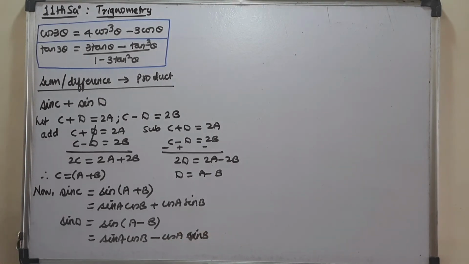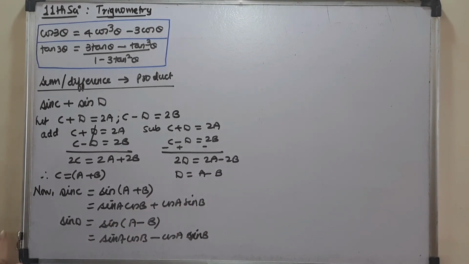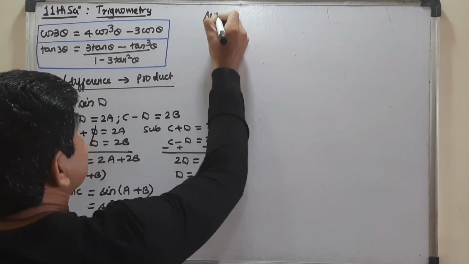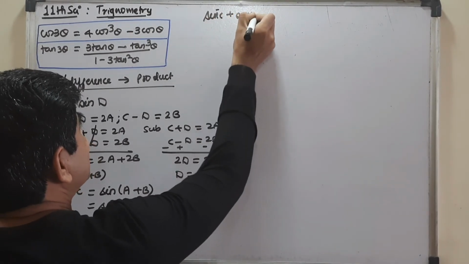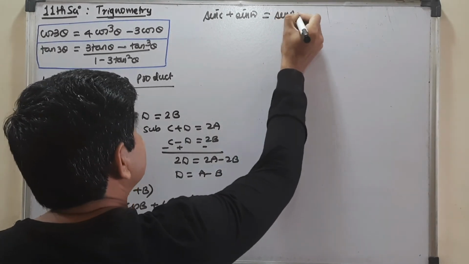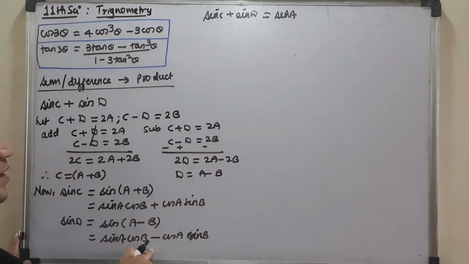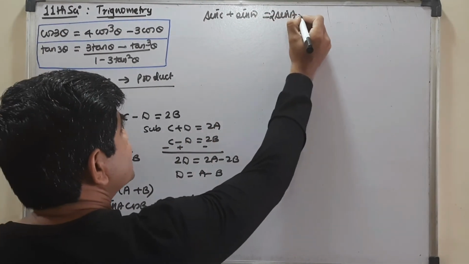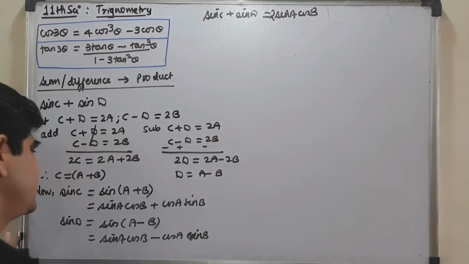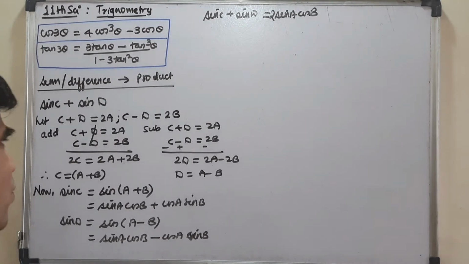Right? And when you add these two, this will get cancelled. So sin c plus sin d, as you require, will be equal to sin a cos b plus sin a cos b, that is 2 times sin a cos b. Correct? And this will get cancelled. Okay? So I got sin c plus sin d in the form of a and b, which is not required.